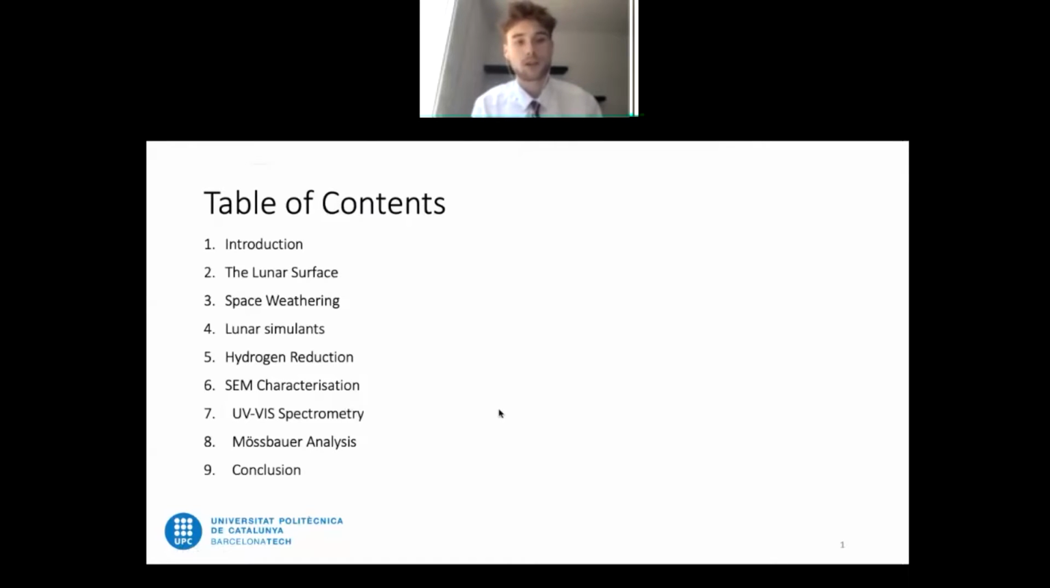I'll also discuss briefly the lunar surface, space weathering in regards to what was involved with space weathering and how it interacts with the lunar surface. A brief description of the lunar simulants that were implemented in this project will be given.